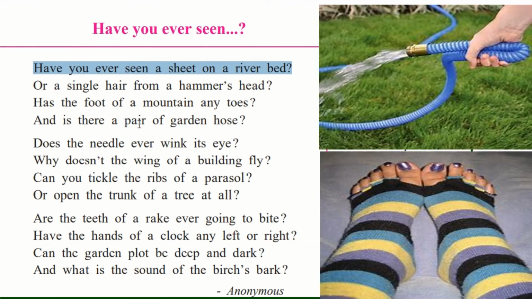And is there a pair of garden hose? So pair means two. Now garden hose is a flexible tube through which water is sprayed to the plants in the garden. And a hose also means a stocking or tights, which is used to cover the legs. So we always say pair of tights or pair of stockings. Here the poet wants to know, why is it called a garden hose? Does it come in pairs? Does it come always in twos?